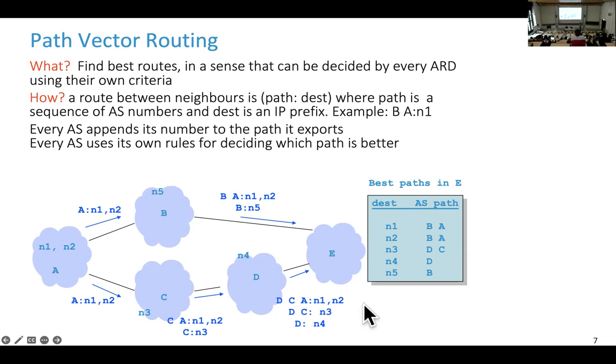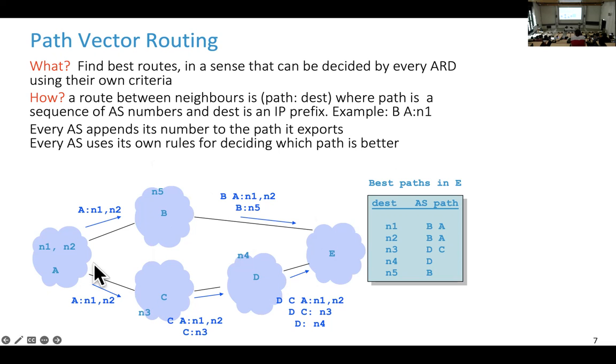The same thing happens in the other direction. A sends this path to C. C will accumulate the path, appending itself to the path. The path becomes C, A, N1, and N2. Same thing at D: D, C, A, and N1 and N2. Then if you focus on E, if you sit on E and want to send some packets to N1 or N2, now we have 2 paths. One path goes through AS B and reaches A and then N1 and N2, and another goes through D, C, A.